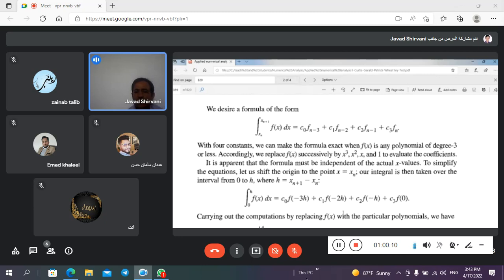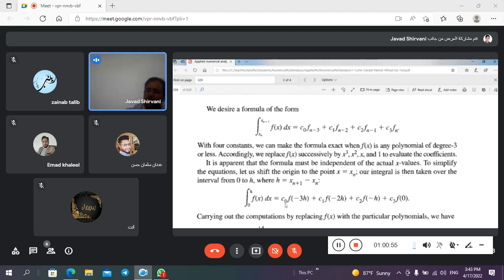The next formula is the same as this formula, but by shifting the origin from xn to 0, and taking integration between xn to xn plus 1, we simply get this formula: the integral from 0 to h of f(x) dx equals c0 f(minus 3h), c1 f(minus 2h), c2 f(minus h), and c3 f at the origin, or at the 0.